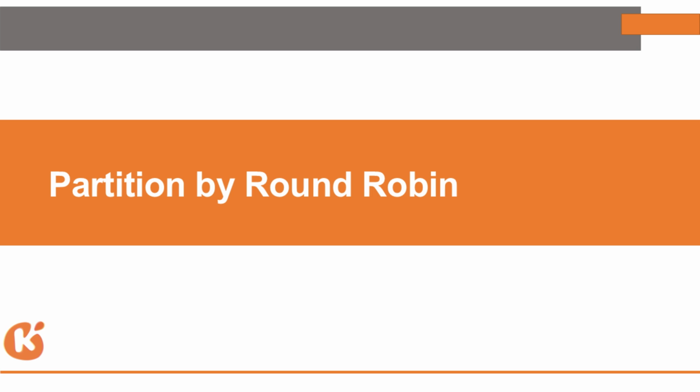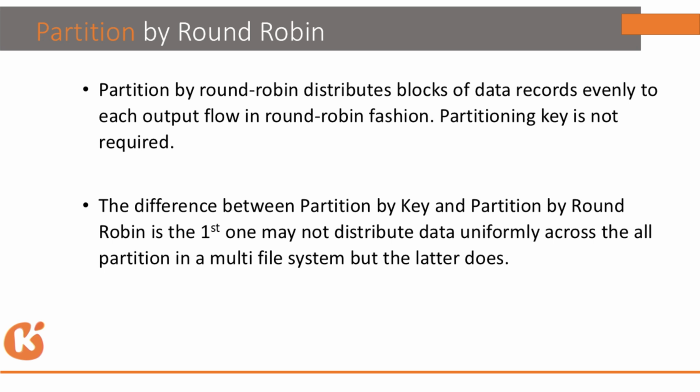Okay. Now the next one is the partition by round robin component. So the next component that we have is partition by round robin. Partition by round robin means if you want to split the records equally among all the partitions, then we can go with partition by round robin.